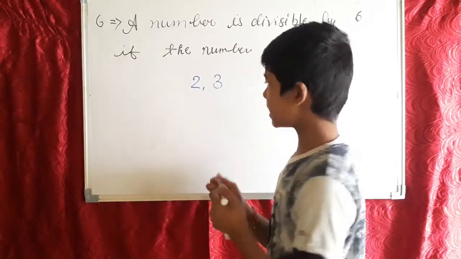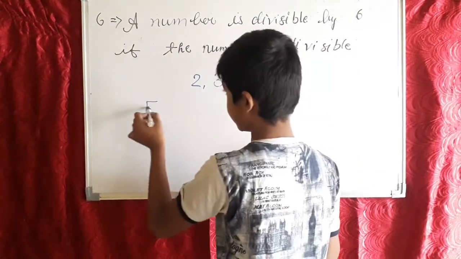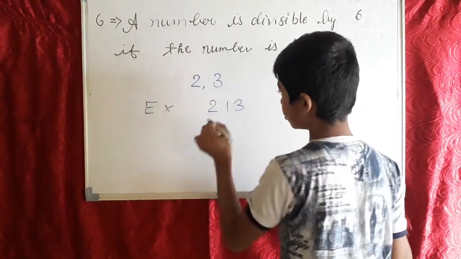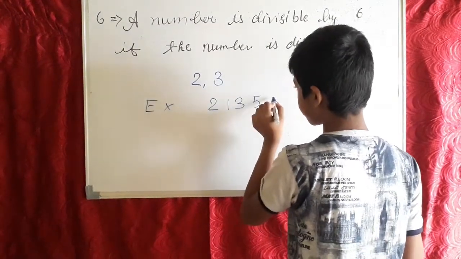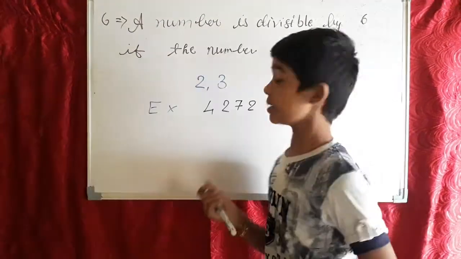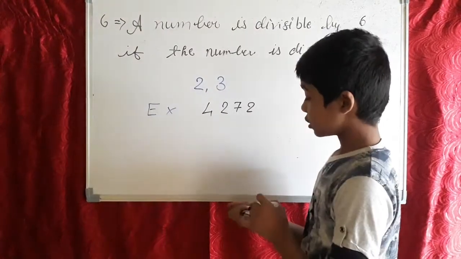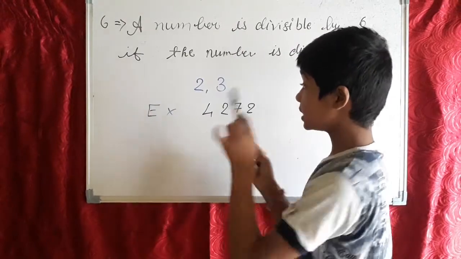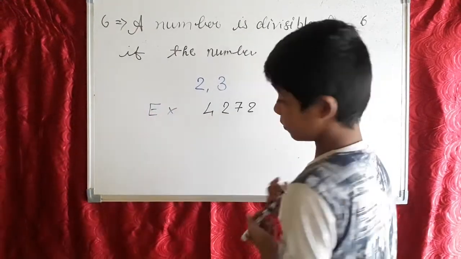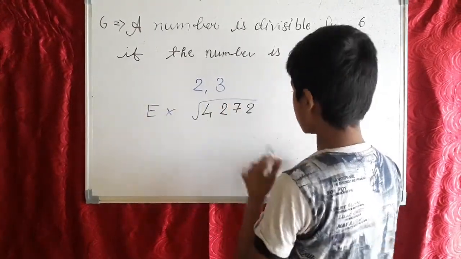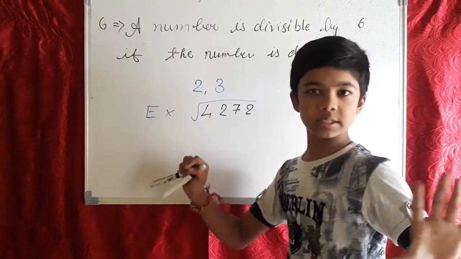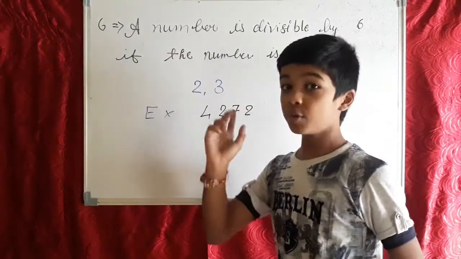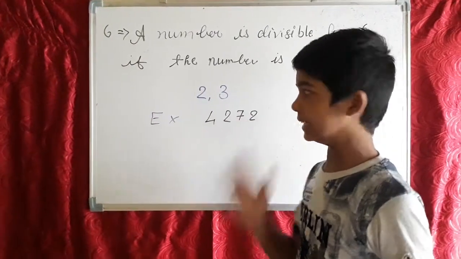For example, we will take the number 4272. So what do we have to do? Firstly, we have to see whether this number is divisible by 2 and 3. Both we have to check. This time we will not divide. We will do it in our mind, using the divisibility tests.